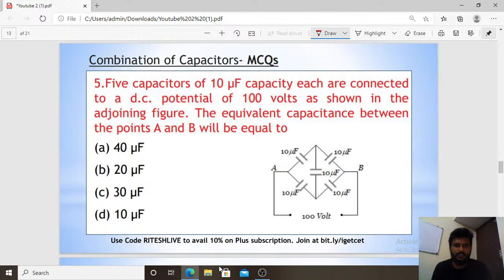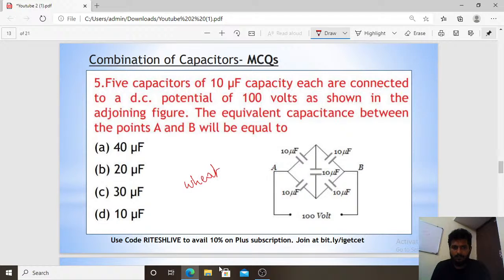Next. 5 capacitors of 10 microfarad capacity each are connected to a DC potential of 100 volt as shown in the figure. The equivalent capacitance between A and B is what? See, this is a type of Wheatstone bridge. You know that regarding the Wheatstone bridge?